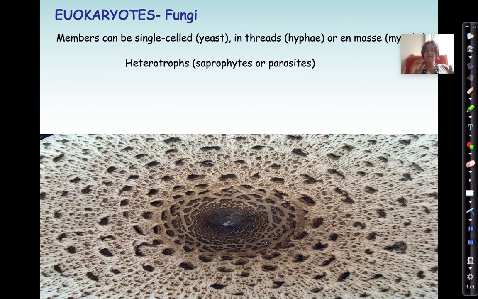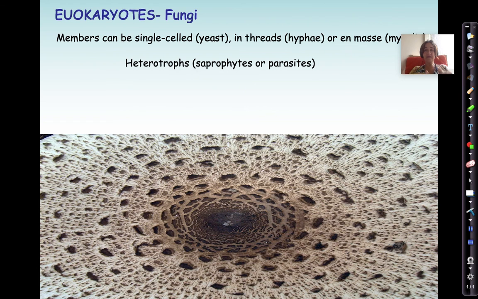So they can be single cells, like yeast that we use to make bread. That is a fungus. They can be in small threads that we call hyphae, and actually these hyphae go all the way across the forest, and those hyphae communicate with the trees and with each other. They're pretty fascinating. Or en masse, like mushrooms, any kind of, like the mold that grows on your shower wall. Yeah, like that. That's a fungus.